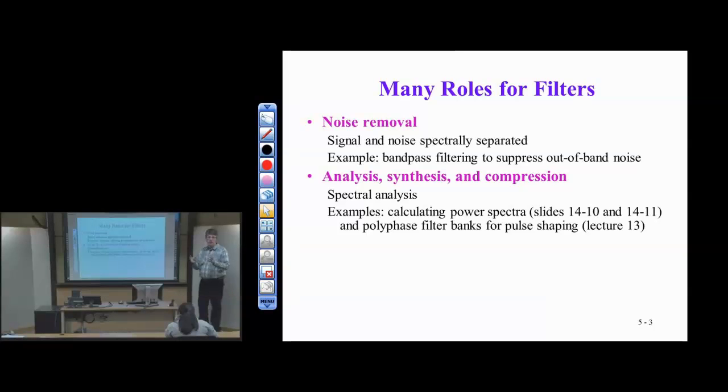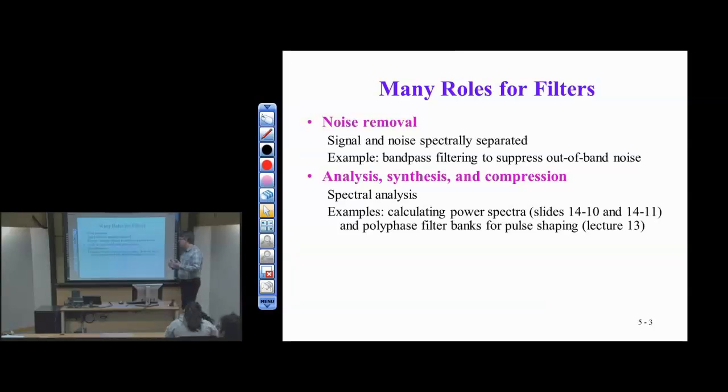The second big picture use of filters is analysis, synthesis, and compression, and in particular spectral analysis. Now we've done spectral analysis manually by taking the Fourier transform. We've also done it in MATLAB by using plot-spec, and plot-spec underneath applies a Fourier transform, a fast Fourier transform, to the sampled signal to create the frequency domain plot for us. So we've been doing spectral analysis.